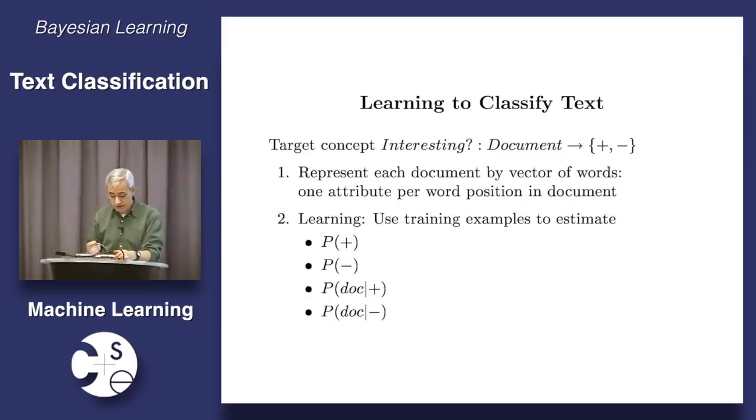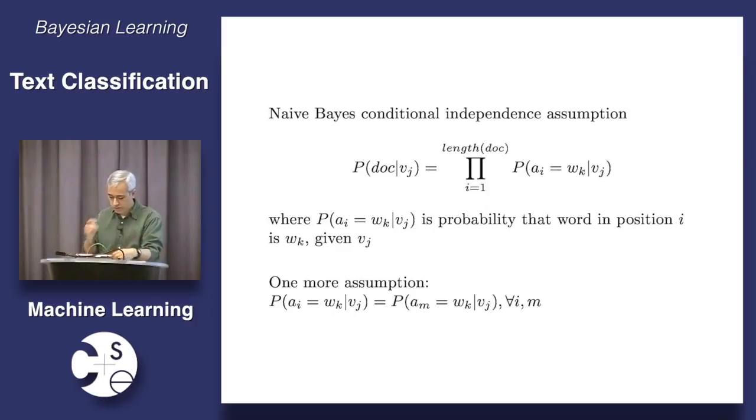And then my learning, right, is going to consist of using my training corpus of documents to estimate P of plus, P of minus, and then the probability of each document, given that it's positive, meaning interesting, or that it's negative, okay? So far so good, very straightforward.